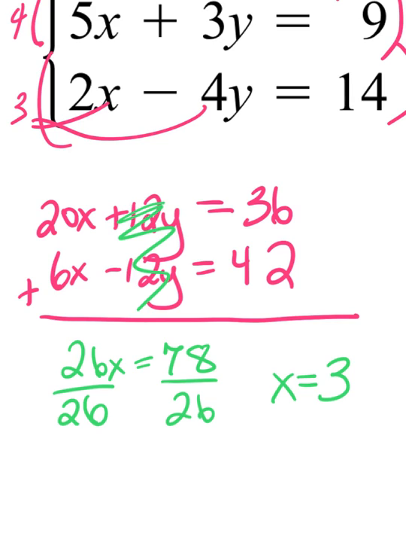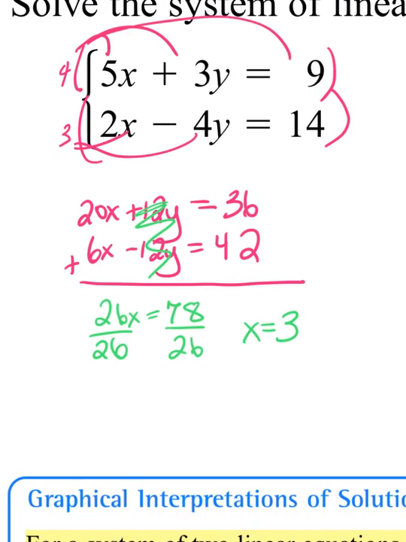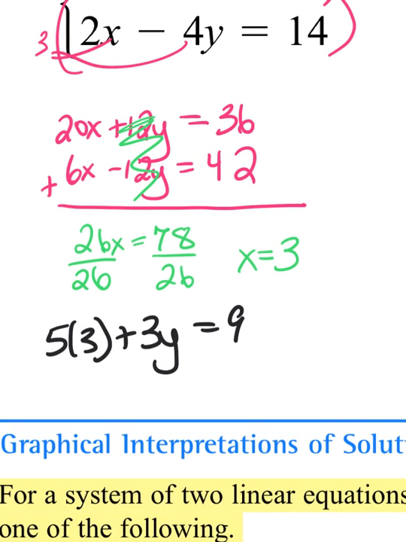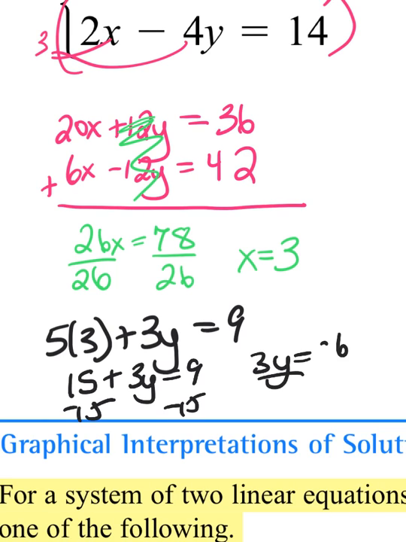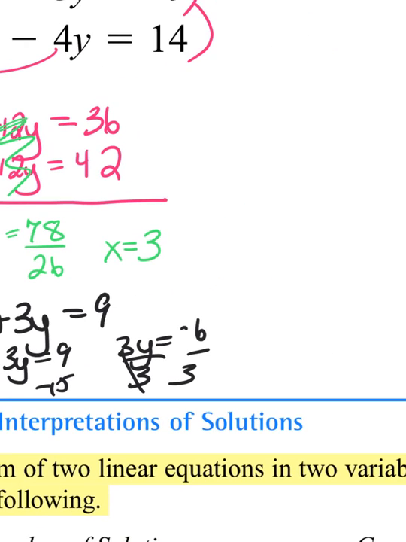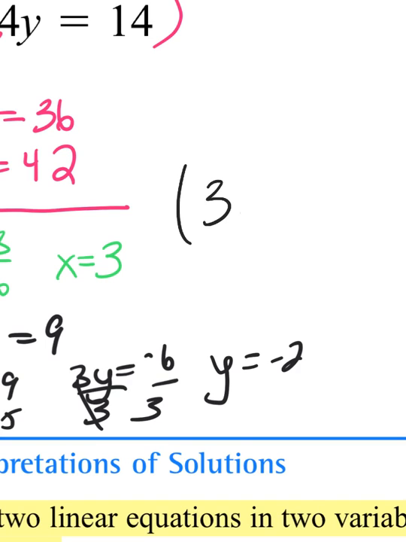Now, once we know that x equals 3, how do we find y? Plug it in. Doesn't matter where. I'm just going to plug it into the top one. So 5 times 3 plus 3y equals 9. 5 times 3 is 15 plus 3y equals 9, minus 15 from both sides, right? So 3y equals negative 6. Divide by 3. And y equals negative 2. So you found your solution point to be 3 comma negative 2.